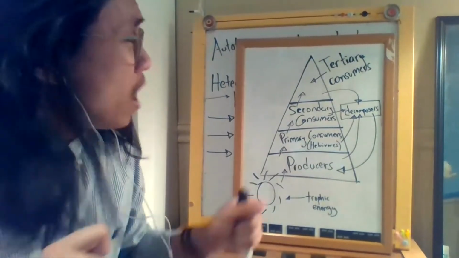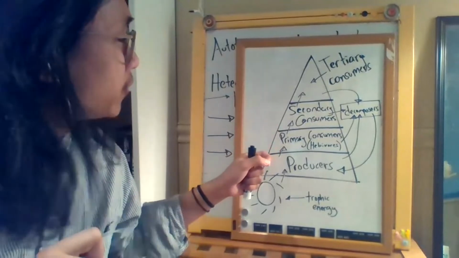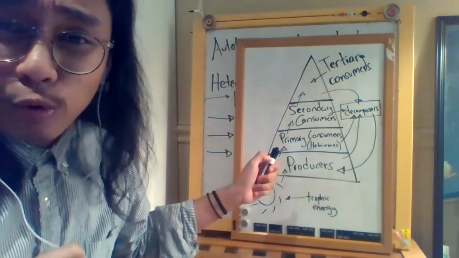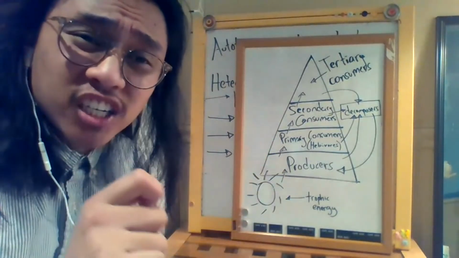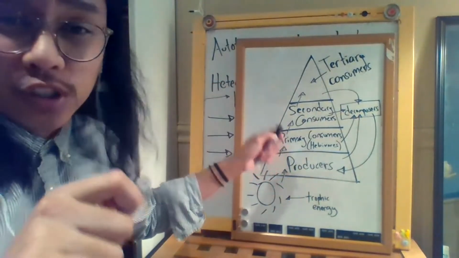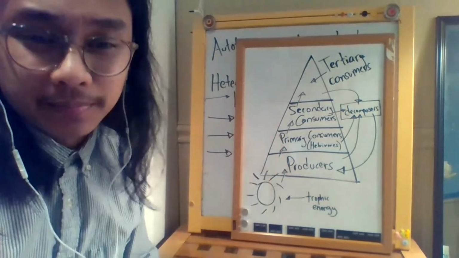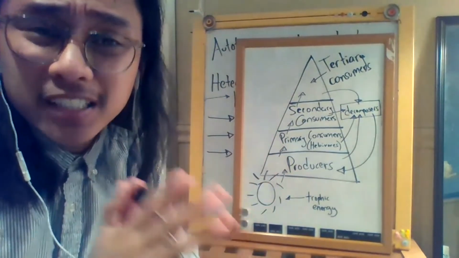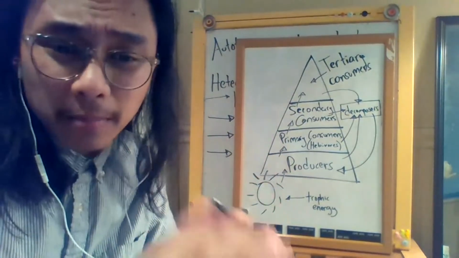Keys we need to know: the different types of heterotrophs, why the arrows point in the way that they do, it is the direction of energy flow, and the different trophic level names. This is the basis and fundamentals of the food web.